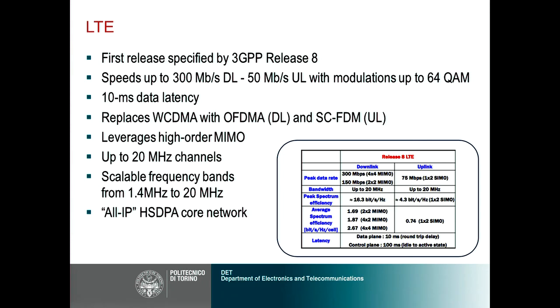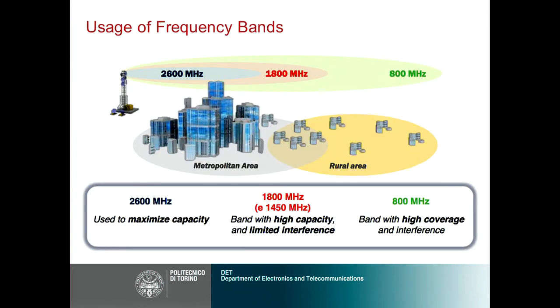The great difference with respect to 3G, beside the radio technology, is also that it is an all IP core network. So everything is terminated at the terminal. The frequency bands used are 800 megahertz, 1,800 megahertz, and 2,600 megahertz.